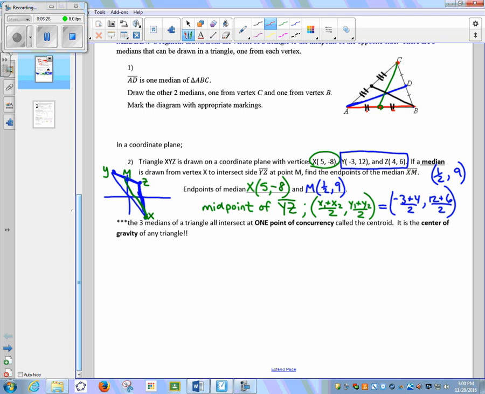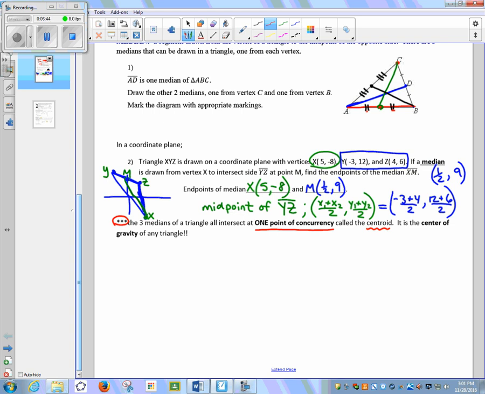Okay, so don't forget this point. The three medians of a triangle all intersect at one point, called a point of concurrency. With medians, that point is called the centroid. It is the center of gravity of a triangle.